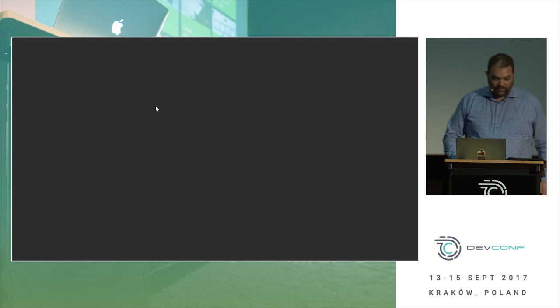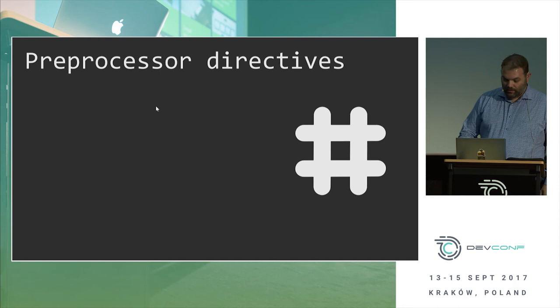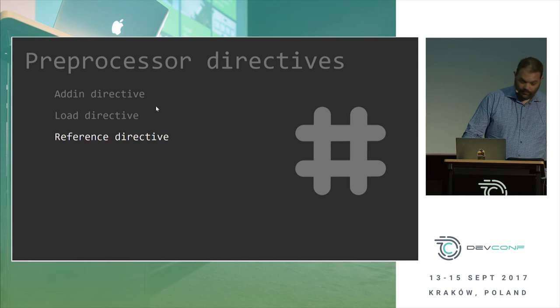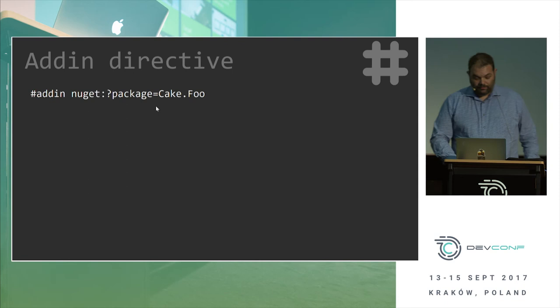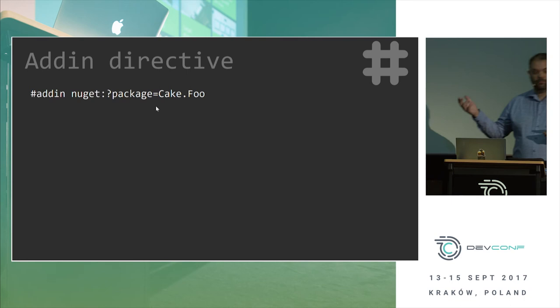And then, well, I said it was self-contained, Cake. We have a few pre-process directives in Cake. We have pre-process directives called addin, load, reference. We have a tool directive and shebang, and break, and a using directive. So what are these? Well, the addin directive is basically that we can fetch an assembly from NuGet.